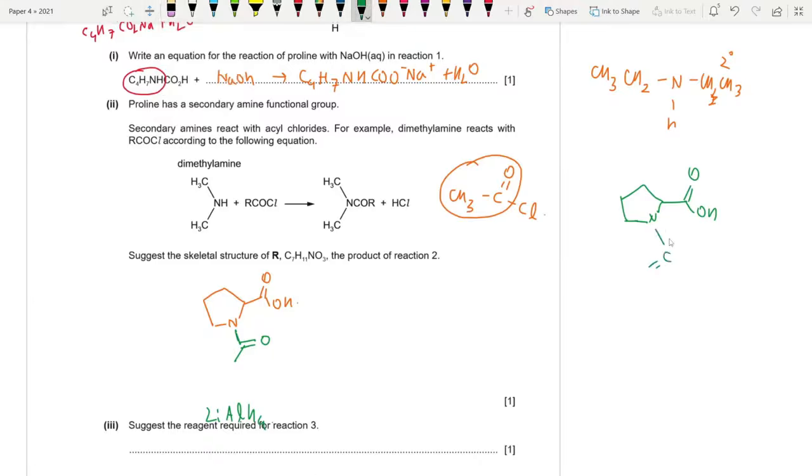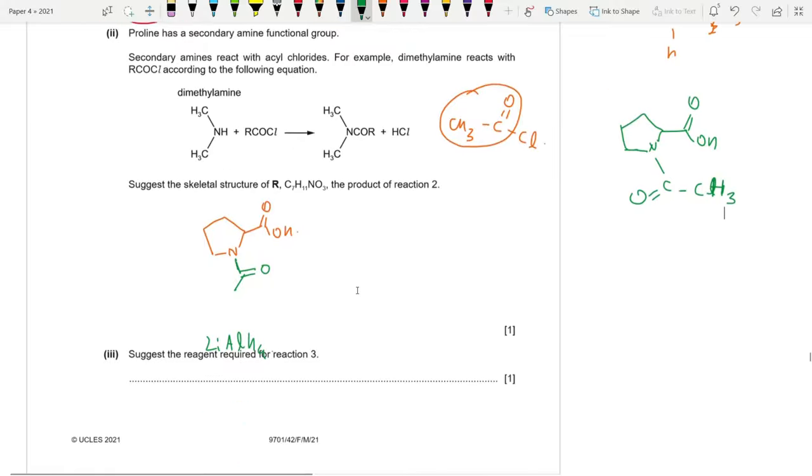It's gonna be like this: COCH3. This is the compound that we're getting. So they want the skeletal structure for this, right? It's gonna be just like this. You're gonna give a nitrogen here. You have this over here, right? And here it's gonna be like this. This is the skeletal structure, right?